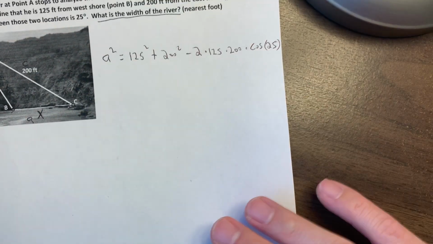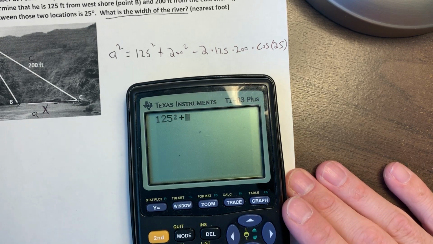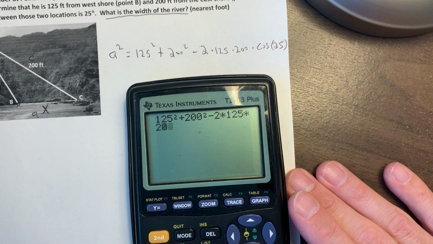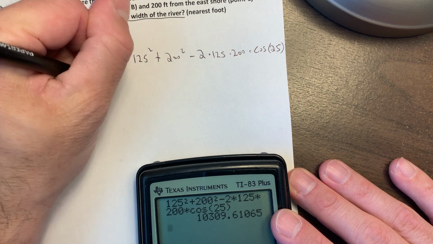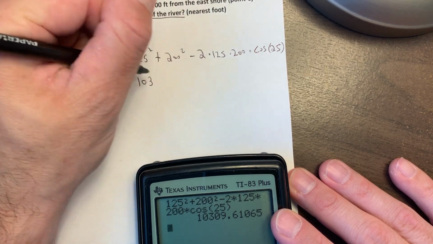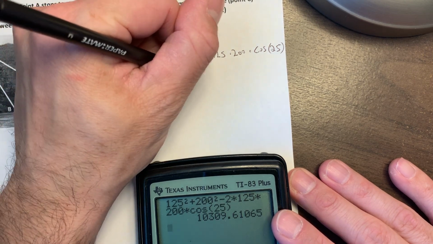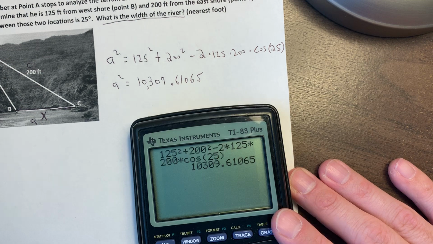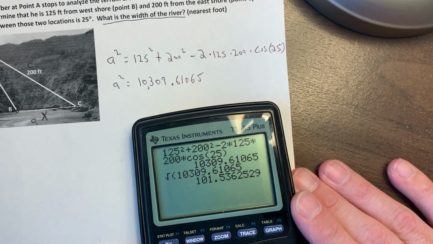And I got to do the cosine of that angle. All right. That's it. I'm just going to go ahead and plug all the numbers. I'm going to plug away. Hopefully I can type this in right. Okay. Minus 2 times 125 times 200 and times the cosine of 25. Okay. All right. So it's giving me that. It's giving me A squared is 10,309.6106. I'm just going to write the whole thing in. But I got to do the square root of that. All right. So let's do the square root of this, and see what we end up with. Okay. All right. So there you go.